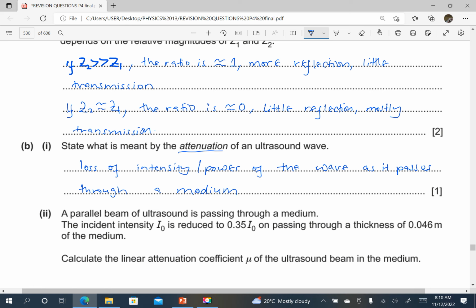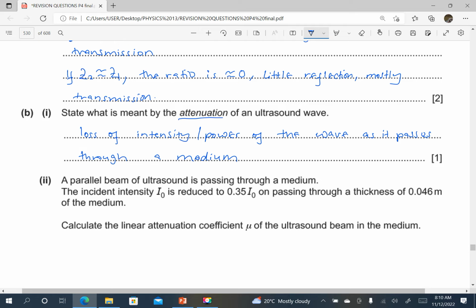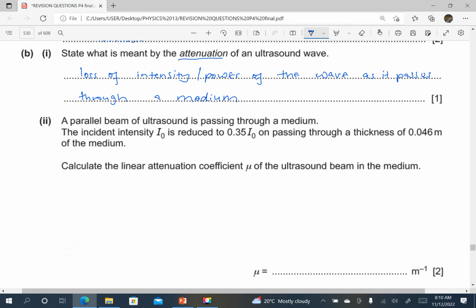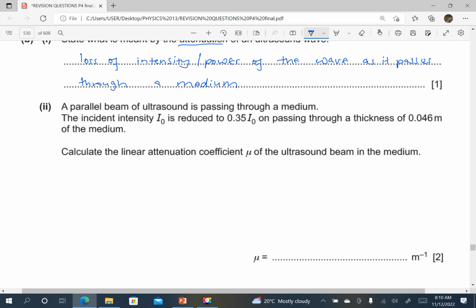The loss of intensity or power of the wave or the ultrasound wave as it passes through a medium, that is attenuation. A parallel beam of ultrasound is passing through a medium. The incident intensity I naught is reduced to 0.35 I naught. So the intensity transmitted, therefore, is that one on passing through a thickness of 0.046 meters of the medium. Calculate the linear attenuation coefficient mu of the ultrasound beam in the medium.